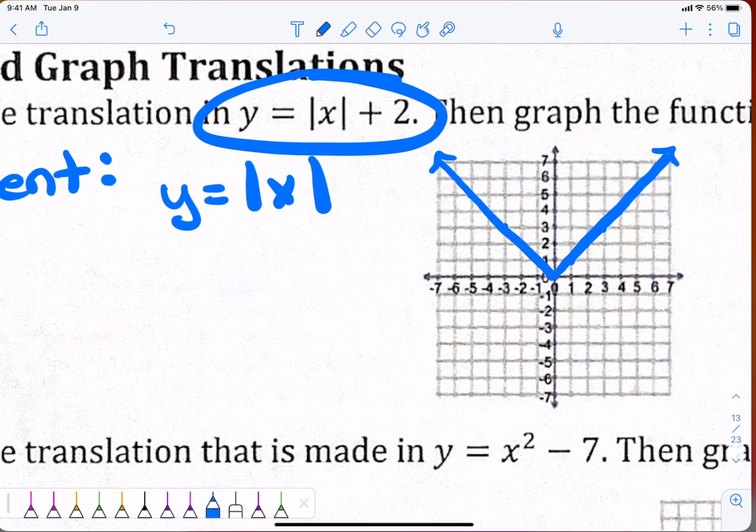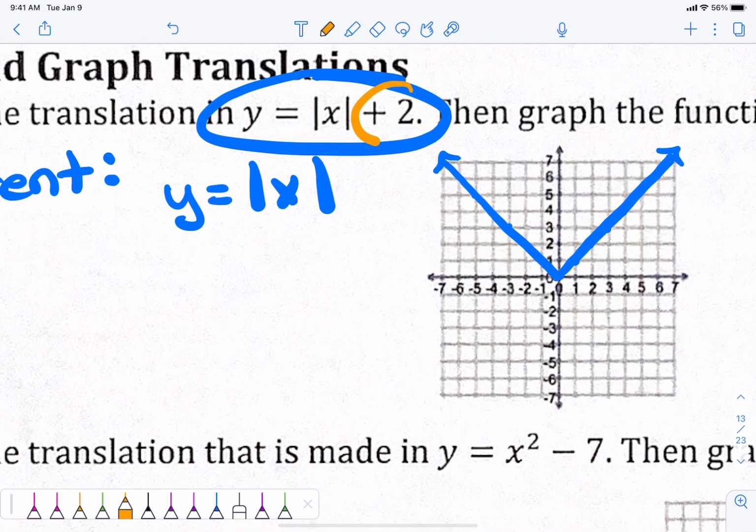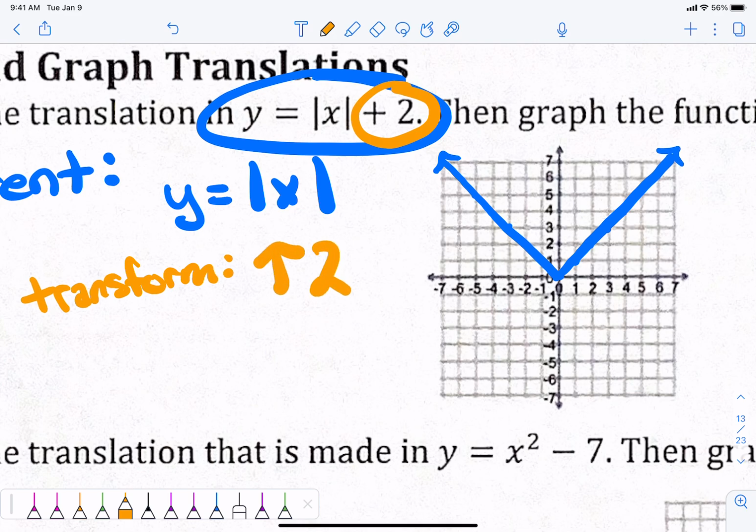Now we have to decide, I'm going to do this in a different color, what is the 2 doing? It's sliding it over. So what is the transformation? It's going up 2 units, right? Up 2 units. Good? So what is this transformation?